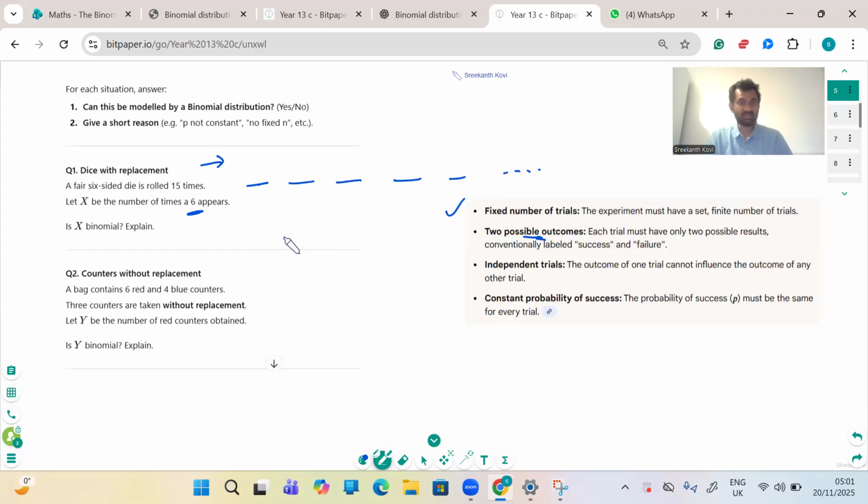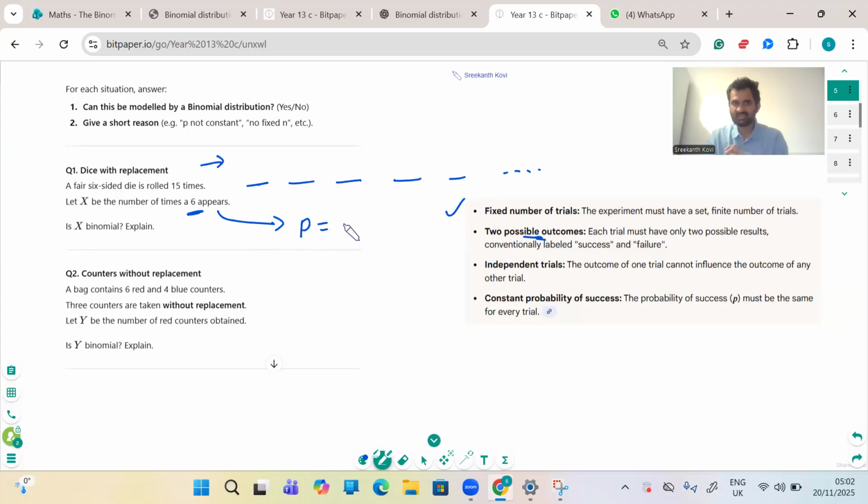So this is done. And the success in each trial is getting a 6. The success can be getting a 4. The success can also be getting at least 2 on the dice. So you calculate the probability for that success. In this question, success is getting a 6.